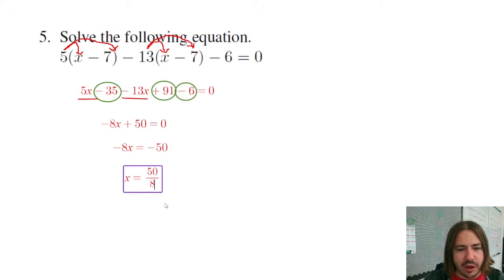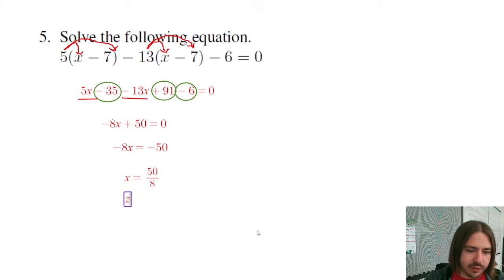Can't reduce that. Oh, no, I take that back. You can reduce that a little bit. We could divide both of those by 2. Get 25 over 4, and now it's fully reduced. So there's our solution for number 5.